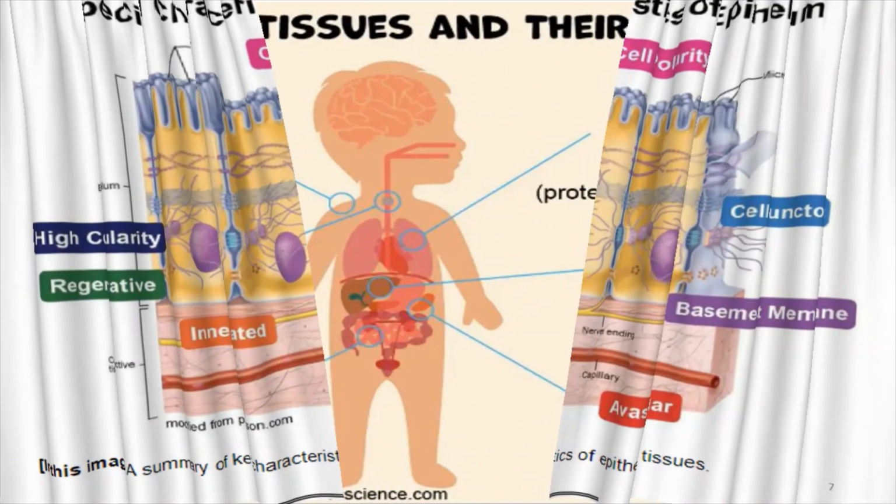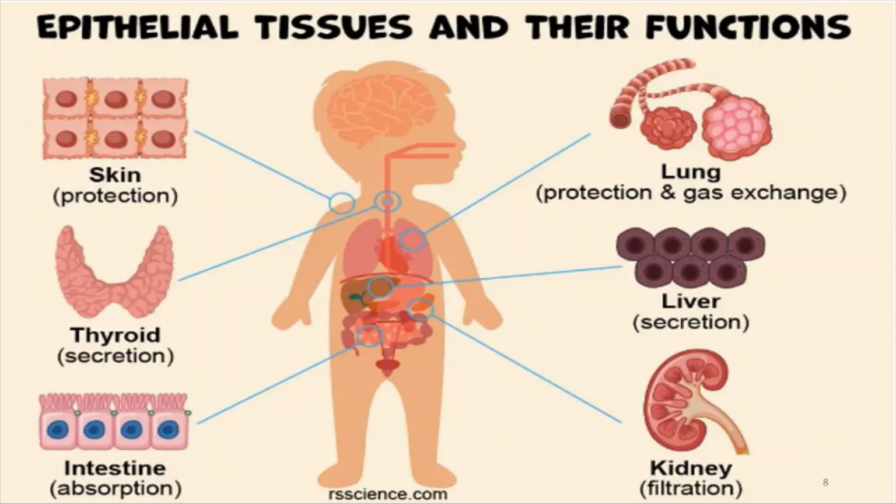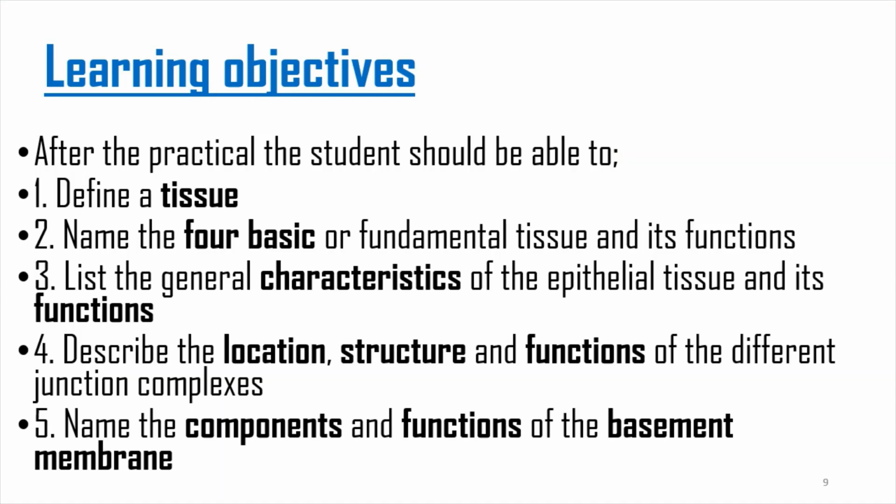Okay, so now, what are some of the tissues and their functions? Epithelia that is found in the skin is used for protection. Epithelia that is found in the thyroid is used for secretion. Epithelia that lines the intestines is used for absorption. Epithelia that lines the lungs is used for protection and gaseous exchange. Epithelia in the liver is used for secretion, and the epithelia in the kidney is for filtration. So you can see just from this schematic diagram that epithelia serves various roles in the body. Okay. Now let's get into our lab.